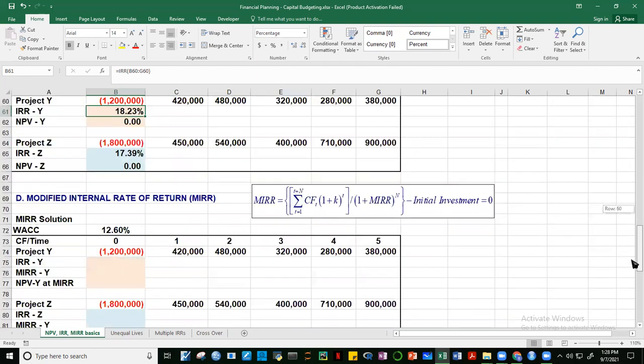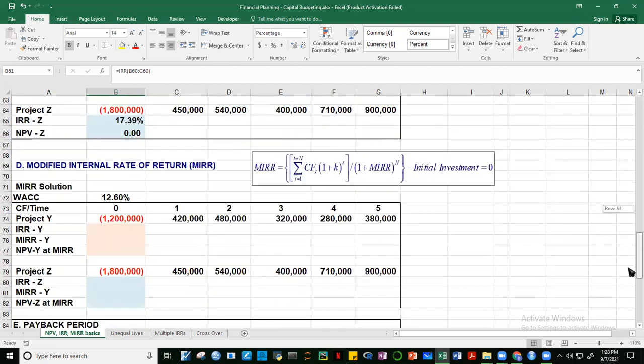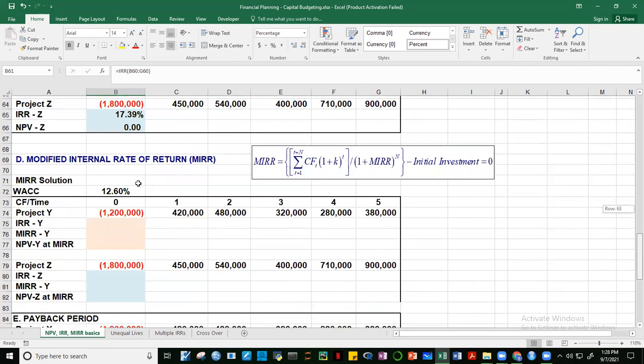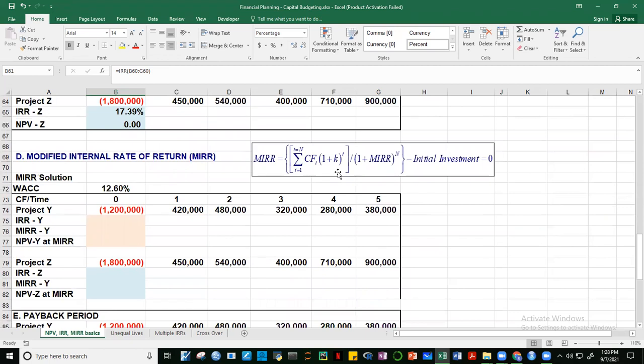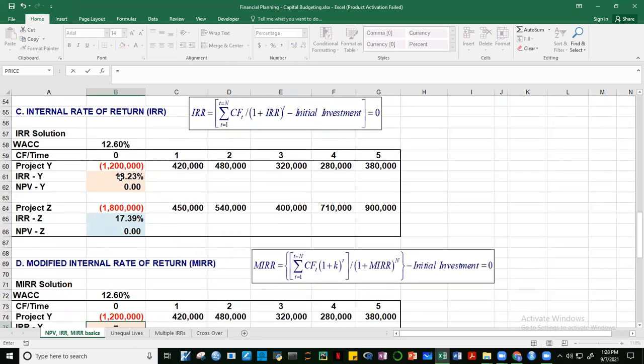Okay, so let's now go. That's why ginagamit yung MIRR, Modified Internal Rate of Return. So if you take a look at the formula, si MIRR, kinukuha natin yung future value using K, no? Yung WACC. Sorry, WACC din to, no? This is also weighted average cost of capital. Okay, so, I'll just copy yung IRR ni Y. Okay.